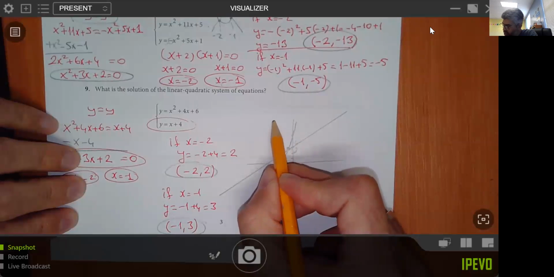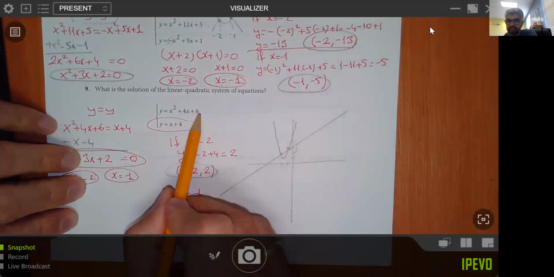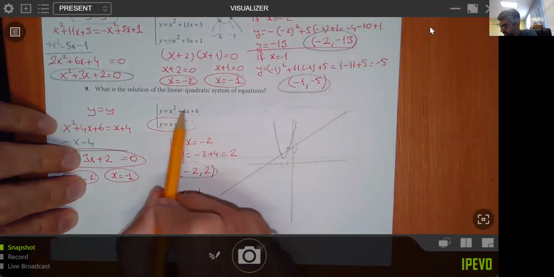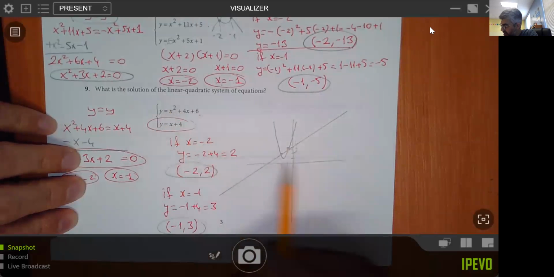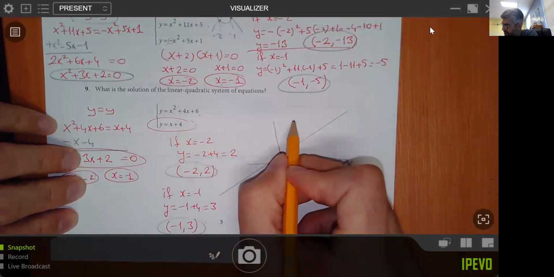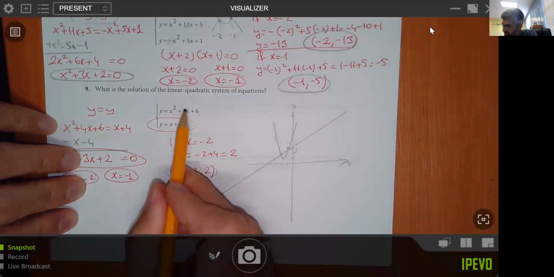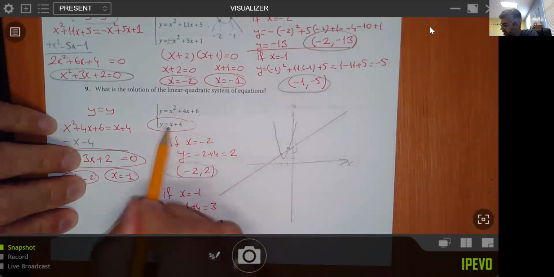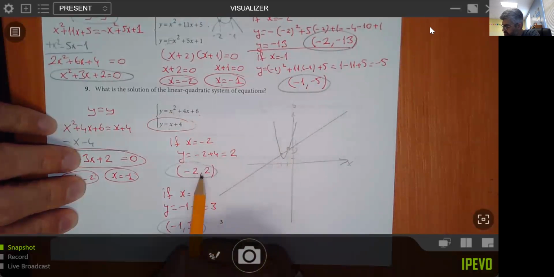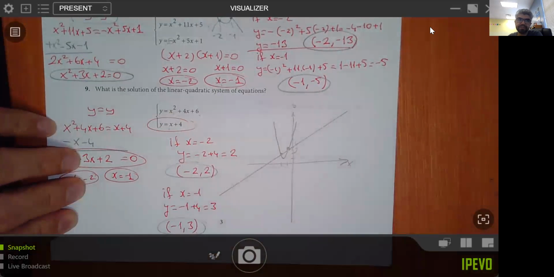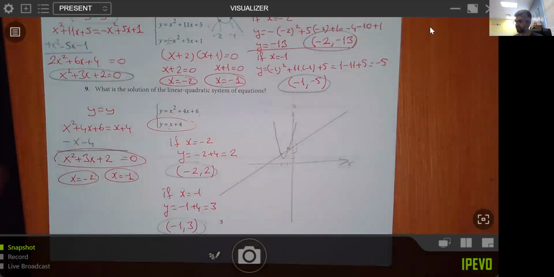So you see here the discriminant is less than 0. It has no x-intercepts. But anyway, this quadratic function and this linear one have common points. They are minus 2, 2 and minus 1, 3. Any question? Understandable?